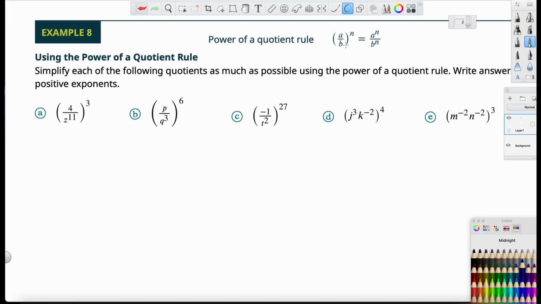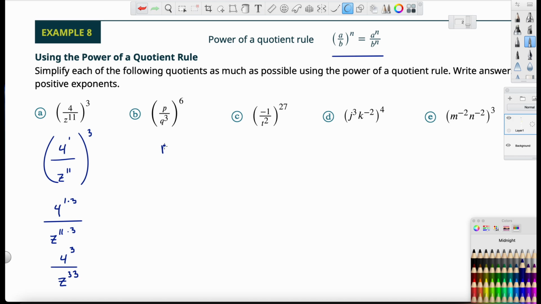Okay, so we have a divided by b raised to the n. So I've got a few examples here, and I'm just going to rewrite this. We say 4 to the first. We'll multiply the exponent of 3 to that first power, z to the 11 times 3. We get 4 to the third over z to the 33rd. And I think I'll just leave it like that.